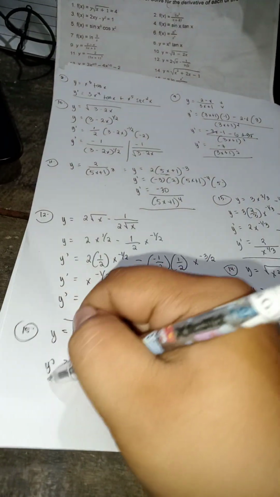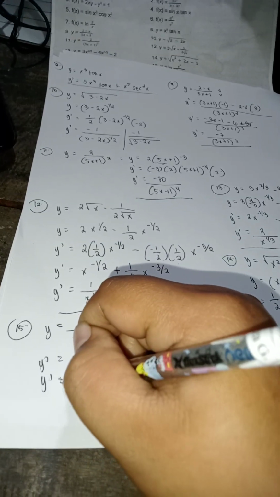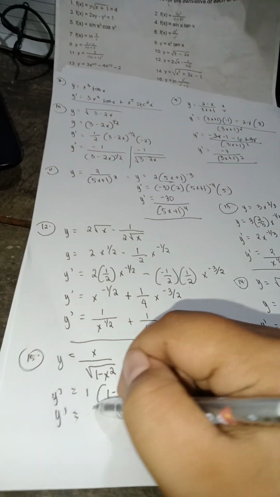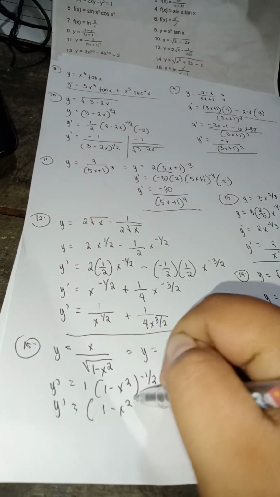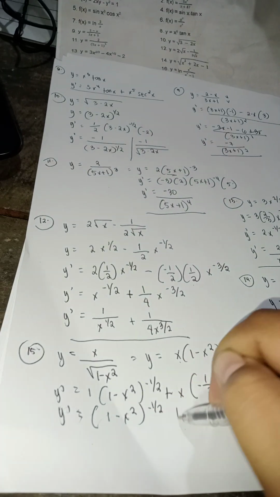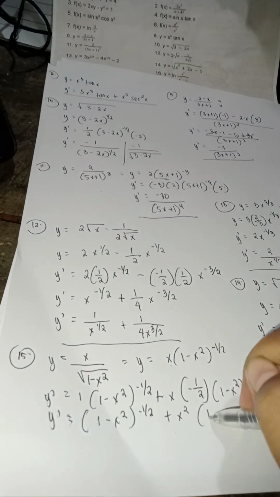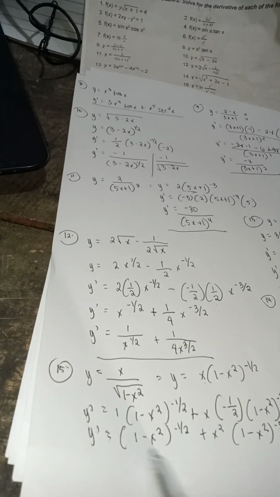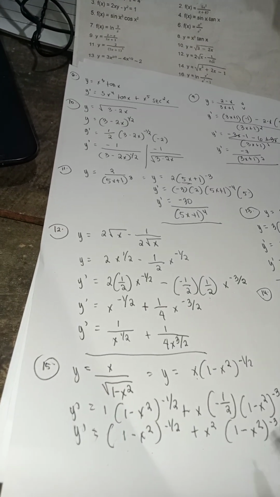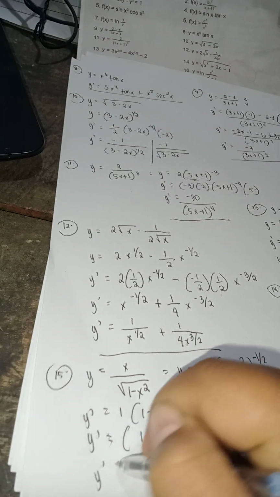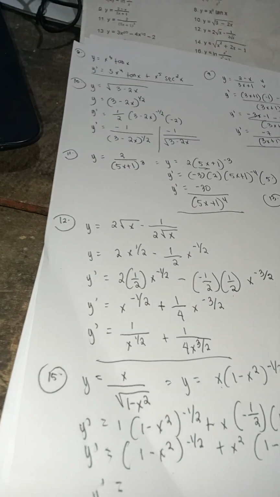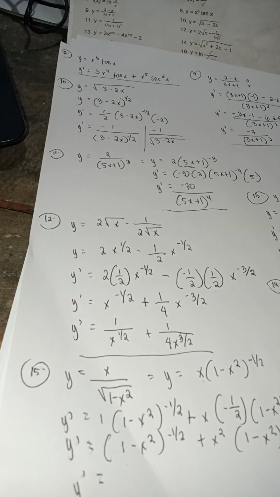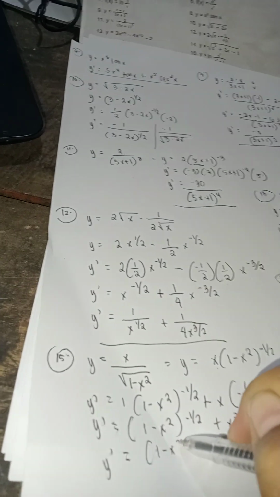Simplify y prime is equal to 1 minus x squared to the negative 1 half plus x squared times 1 minus x squared to the negative 3 over 2. Factor out 1 minus x squared. So it results to y prime is equal to, how we are going to factor it out. Okay, so 1 minus x squared, copy 1 minus x squared.